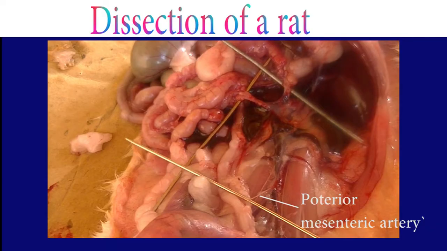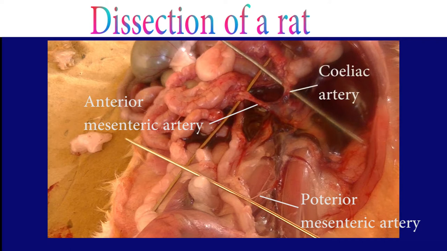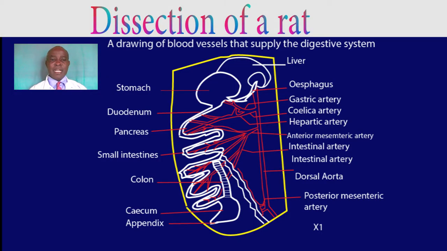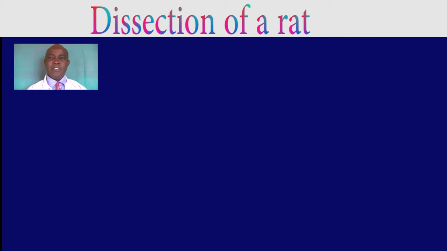Posterior mesenteric artery supplies the rectum. Anterior mesenteric artery supplies the intestines. Coeliac artery supplies the liver, stomach, and pancreas. Let us draw and label. A drawing of blood vessels that supply the digestive system. We label coeliac artery divides into gastric artery and hepatic artery. The anterior mesenteric artery makes tributaries to the intestines. The posterior mesenteric artery supplies the rectum. Labeling parts of the digestive system is necessary to show the relationship between the arteries and the digestive system.